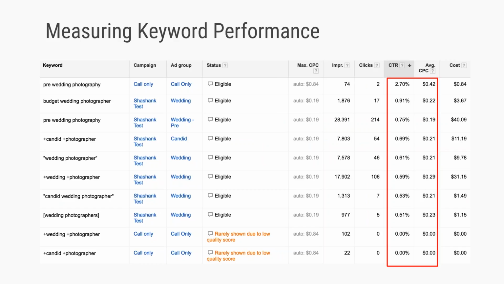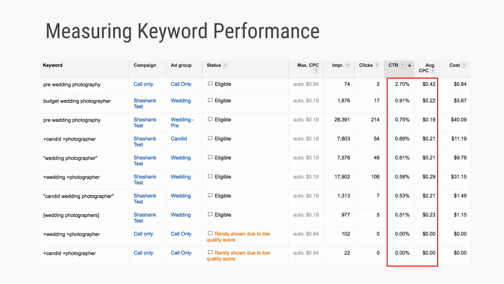So we can also drill this data down to the keyword level. If you guys remember, in our last session, we discussed that keywords are the terms on which we bid. These are the terms which users search for, and we bid on these terms to show our ads. So let's say in this example, we have pre-wedding photography, which is the first keyword, which has a really good click-through rate of 2.7%. That means users are finding this keyword very relevant.